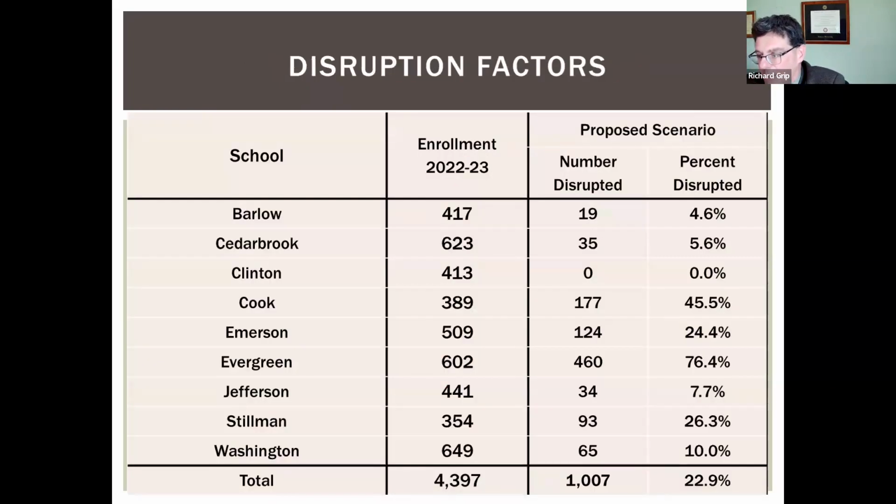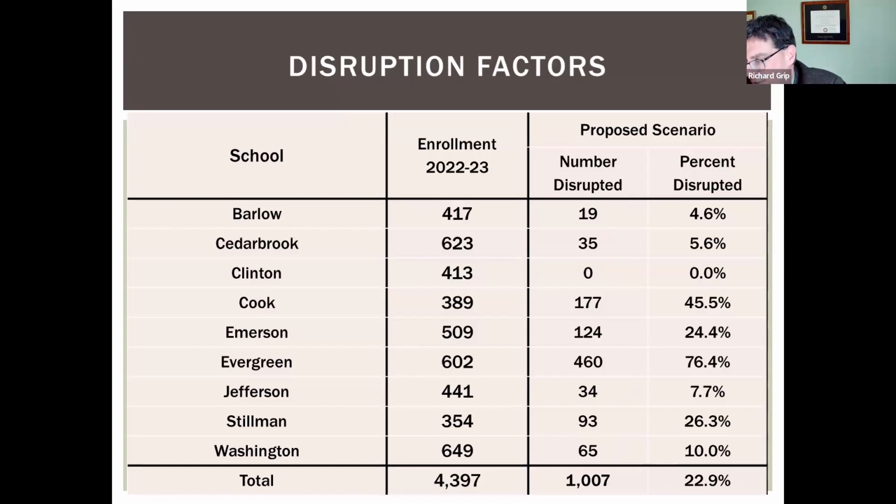So the question then becomes, how many students will this really affect in your district? Well, there's about 4,400 elementary students in the district. So this table is showing you the current enrollment as of last October, based on the enrollment from the Department of Education in each one of the schools. And in the proposed scenario, how many students would actually have to switch schools? We're talking about roughly 1,000 students, almost 1/4 of your elementary student population is going to have to shift.